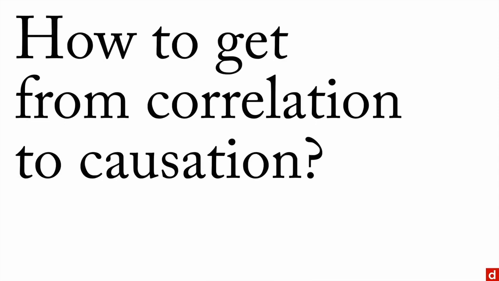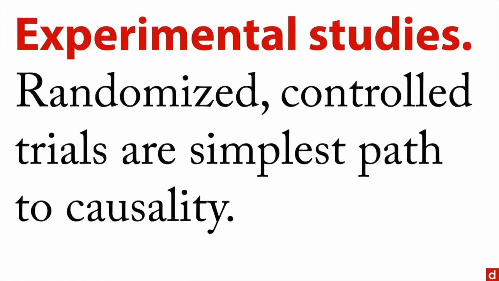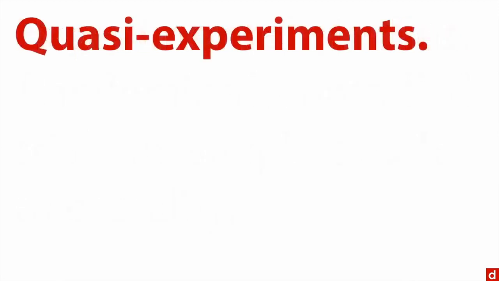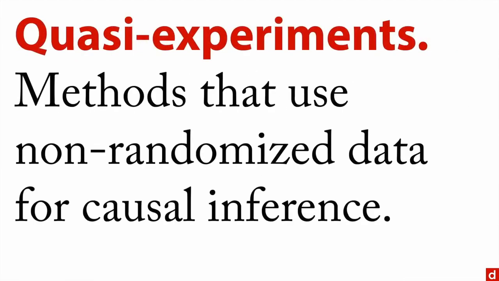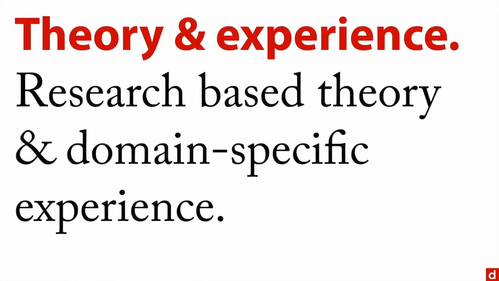Well, there's a few ways to do that. One is experimental studies. These are randomized controlled trials. Now, that's theoretically the simplest path to causality, but it can be really tricky in the real world. There are quasi-experiments, and these are a whole collection of methods that use non-randomized data, usually observational data, adjusted in particular ways to get an estimate of causal inference. Or there's the theory and experience. And this is research-based theory and domain-specific experience. And this is where you actually get to rely on your client's information. They can help you interpret the information, especially if they have greater domain expertise than you do.